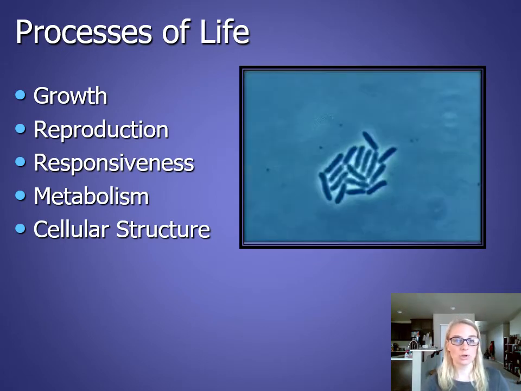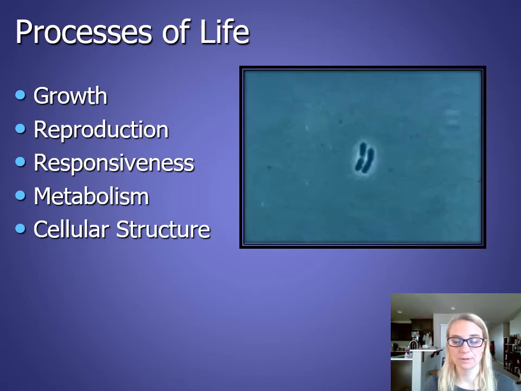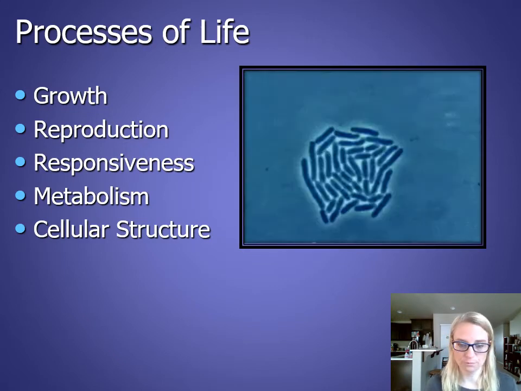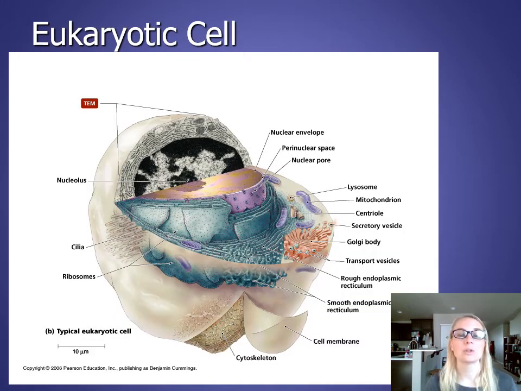All right, so those are our processes of life. Let's take a look at some different cell types. And again, this might be reviewed from what you've learned in the past. There are two groupings of cells, two categories. If you remember, eukaryotic cells and prokaryotic cells.